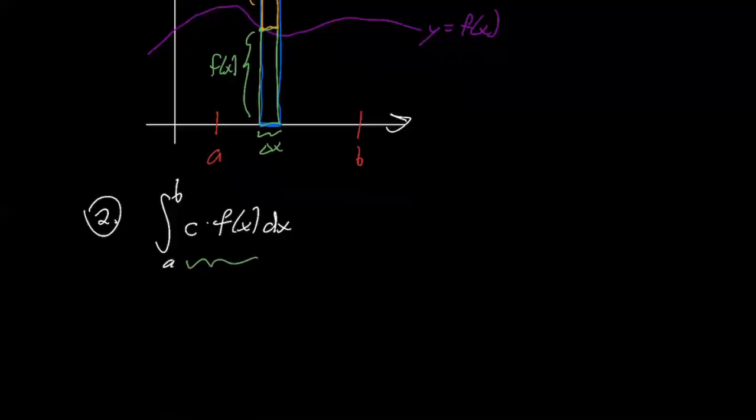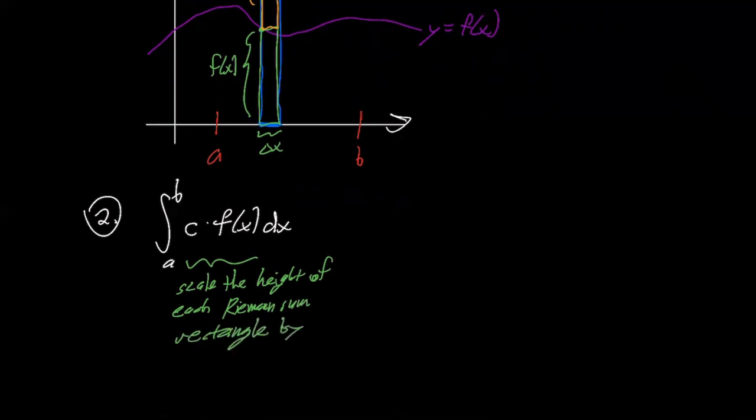So this is like scaling the height of each Riemann sum rectangle by the same constant, c. And if we're just doing that, we can factor that out of the whole Riemann sum. It's the same argument I gave above, so I don't want to belabor it too much. So there you go. You just pull the constant out like that.